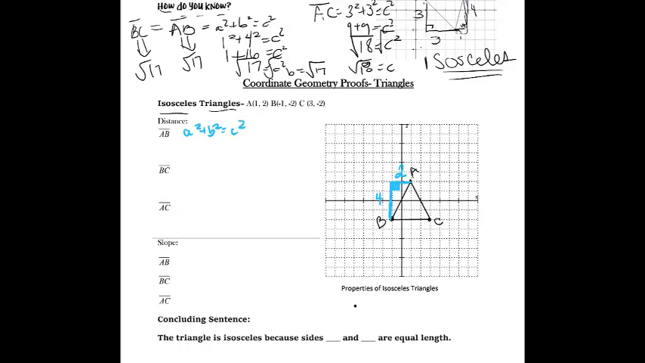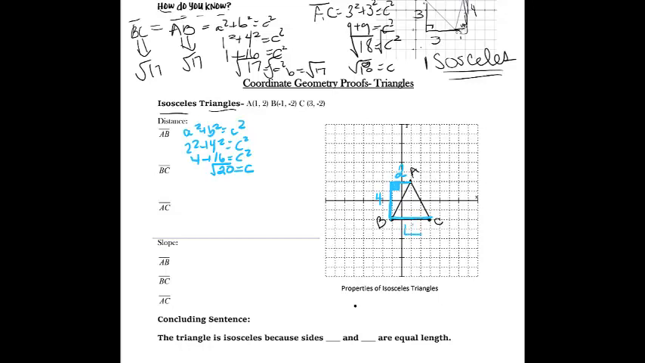I don't care if you write it every single time or if you don't. I'm trying to do good modeling, so I'm writing it a lot. And I'm going to end up with radical 20 for the distance for AB. Next up I'm going to do BC. Now notice BC, we can't make a right triangle out of it, and the reason is it is only horizontal.